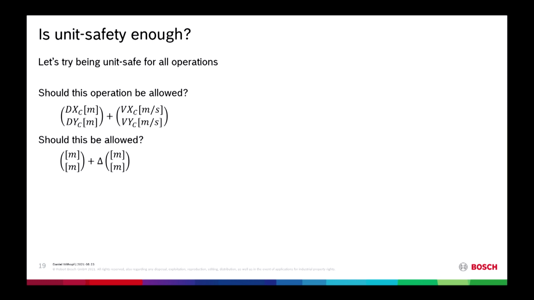That was easy. Now, a little bit more difficult. Should this here be allowed? So if we have a point with a dimension of meters, and to that we add a displacement vector that also has a physical unit of meters. Should this be allowed?